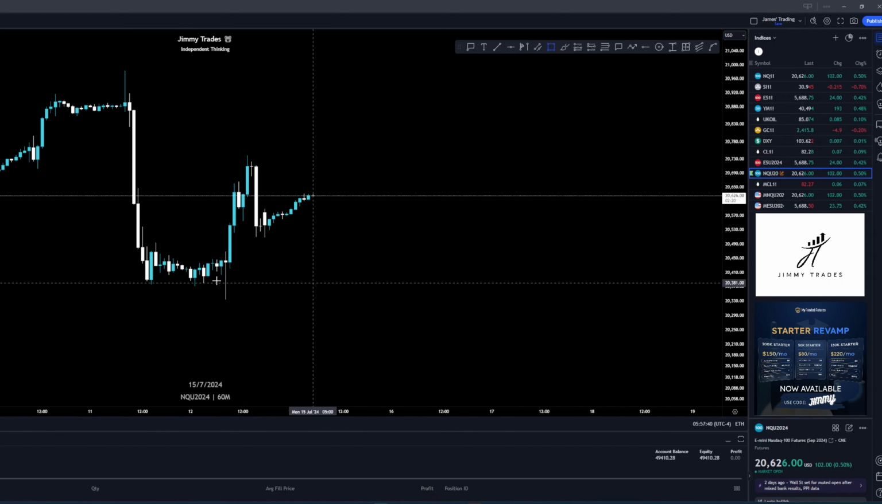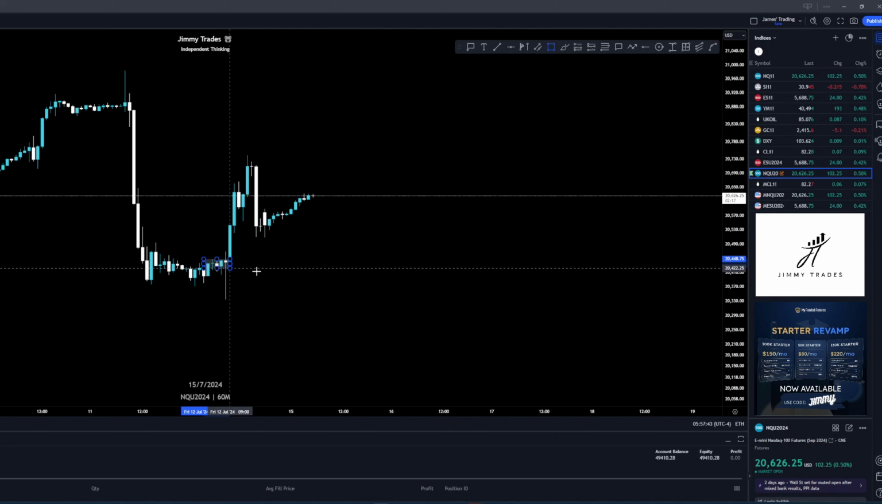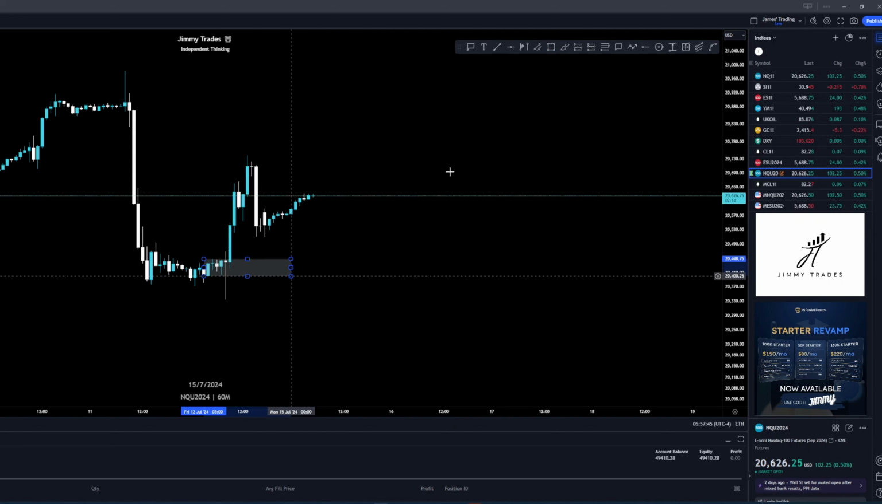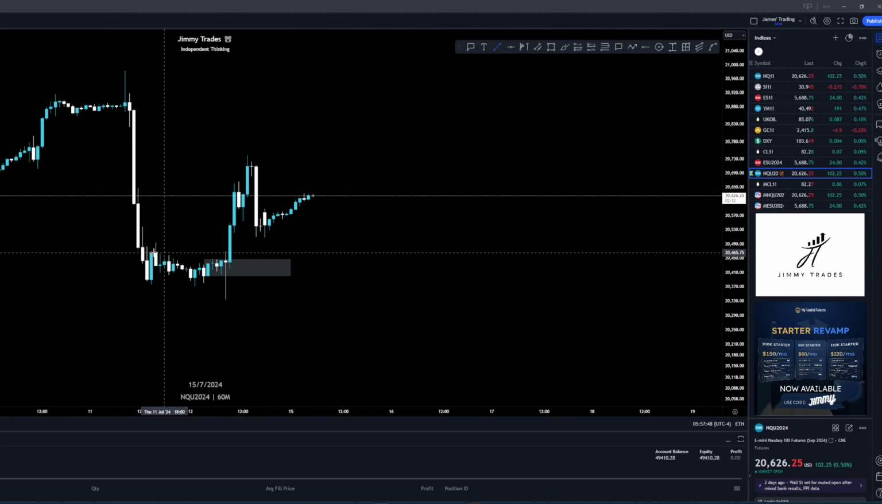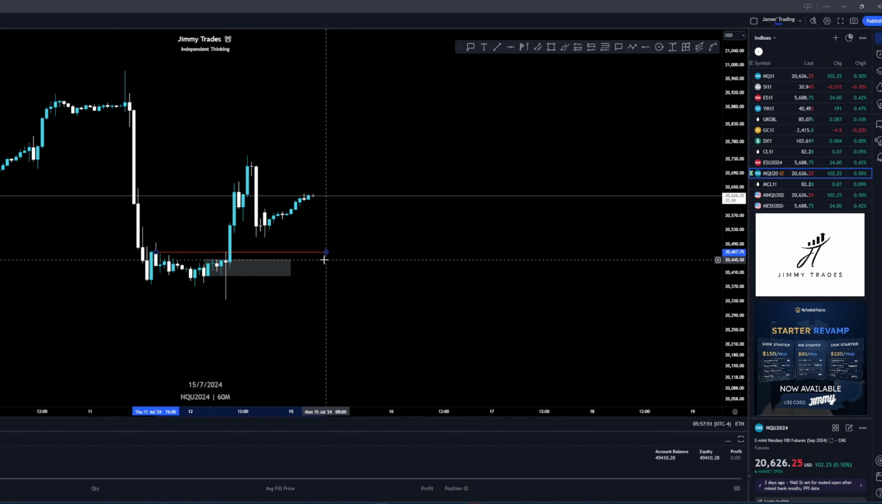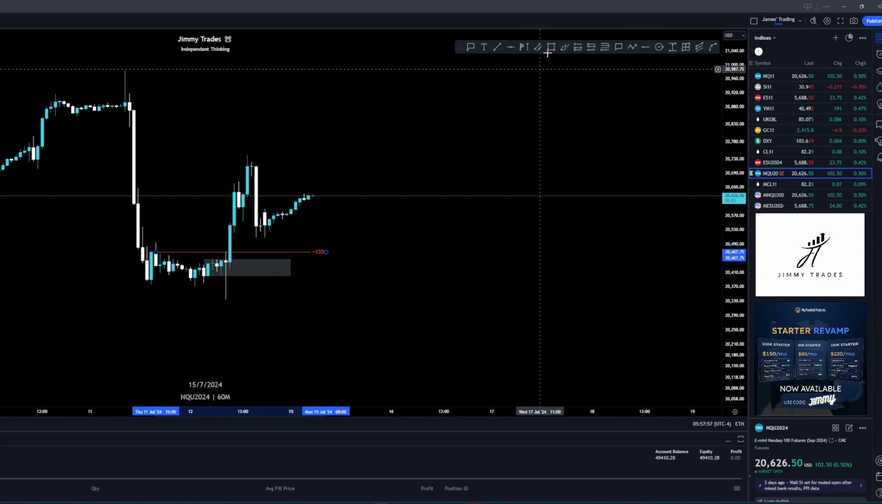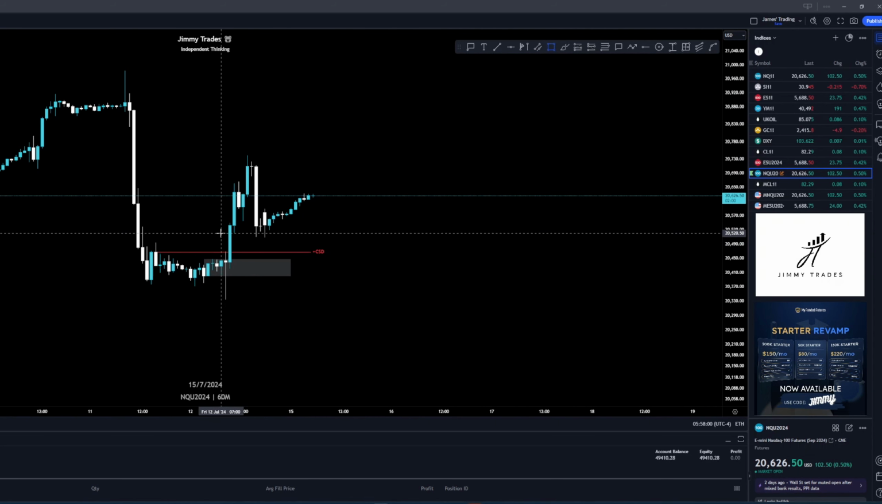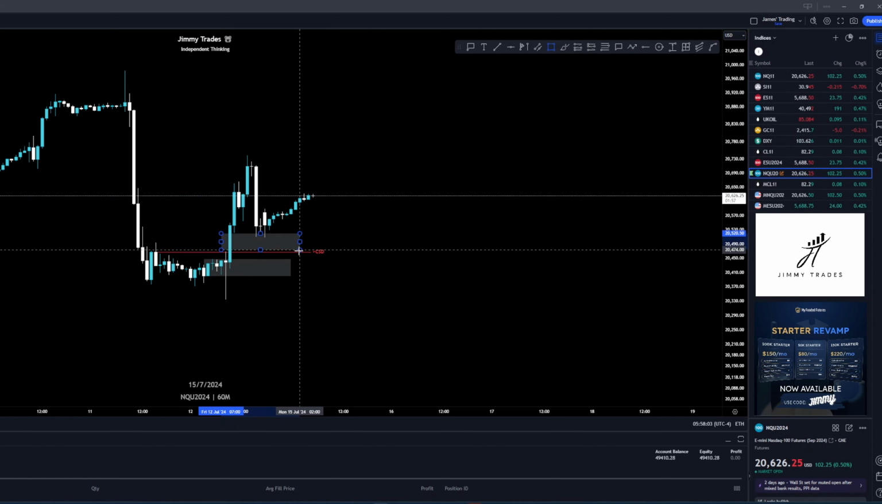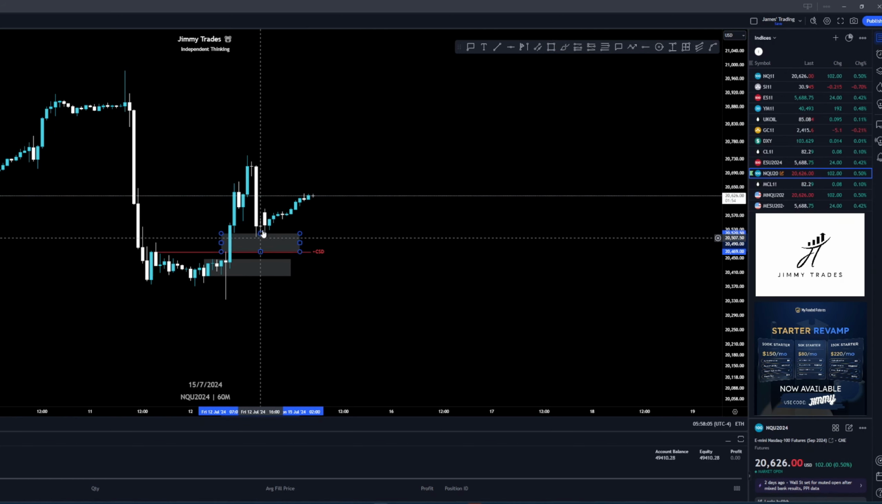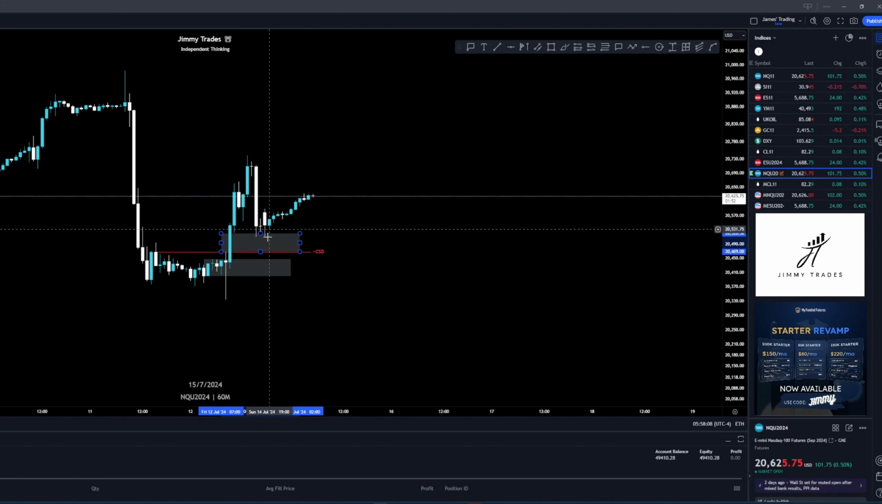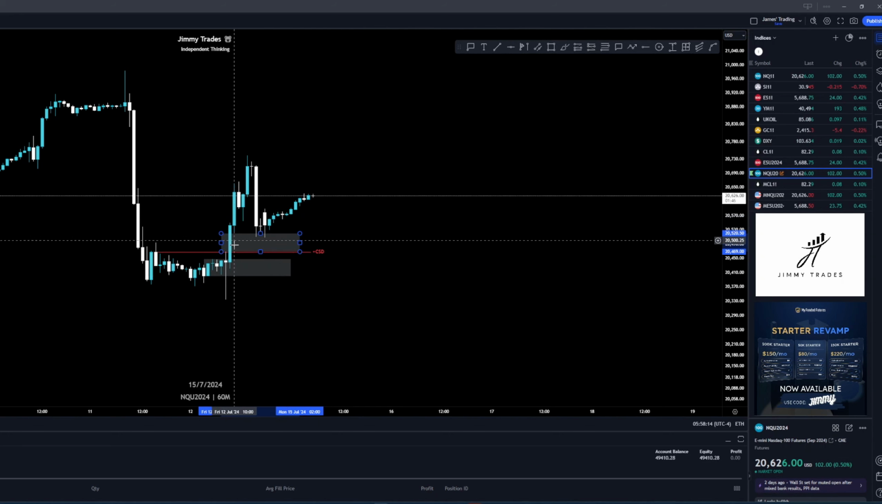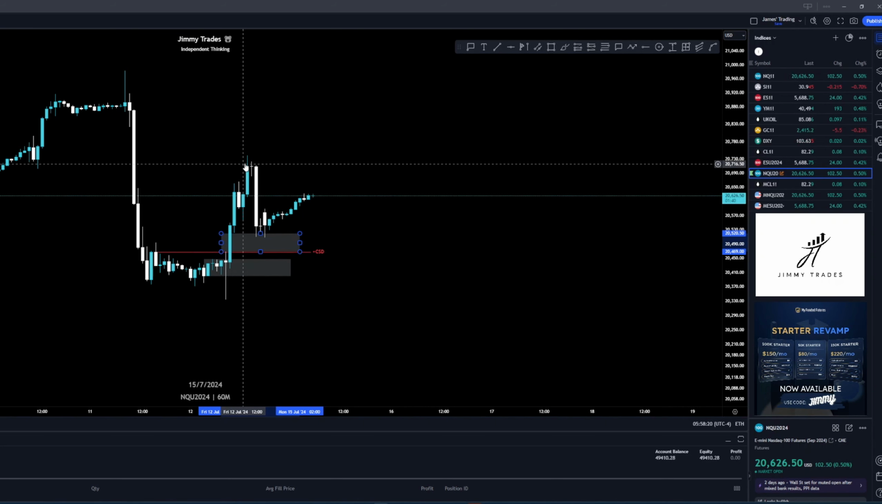Now, once it pushed away, if we have a look here, we have a breaker. Change in the state of delivery. And then price moved down to this internal level here, and twice it tried to push through and was unable to do so and just rejected straight off this level. Again, this is an area of liquidity in discount of the dealing range here.